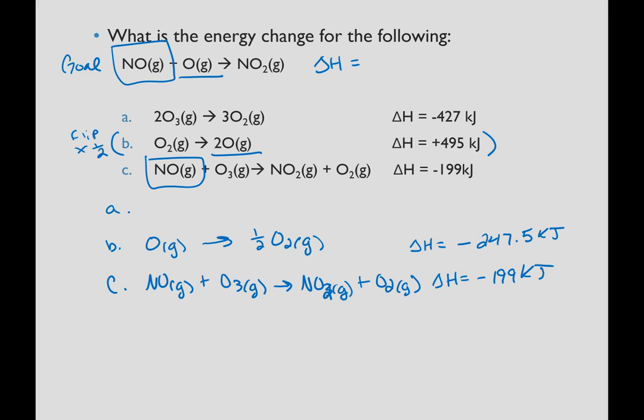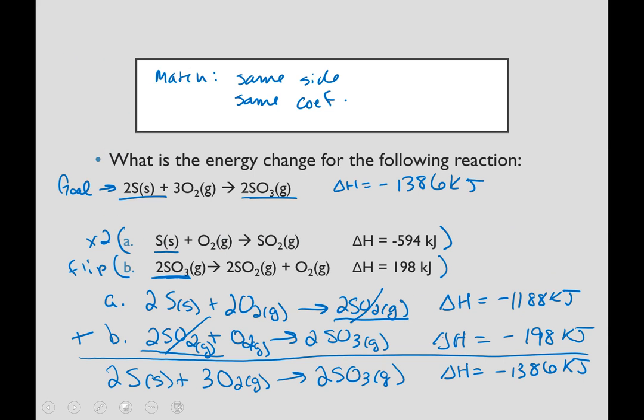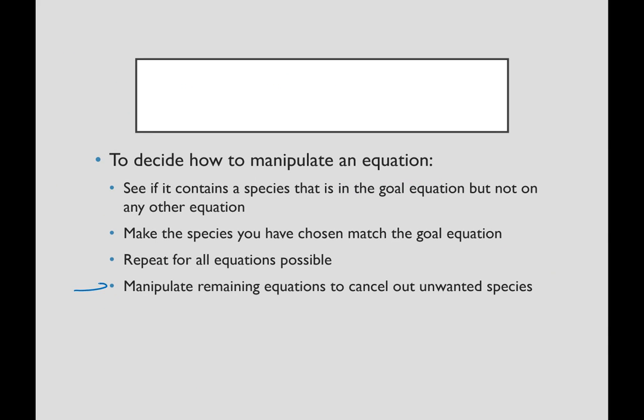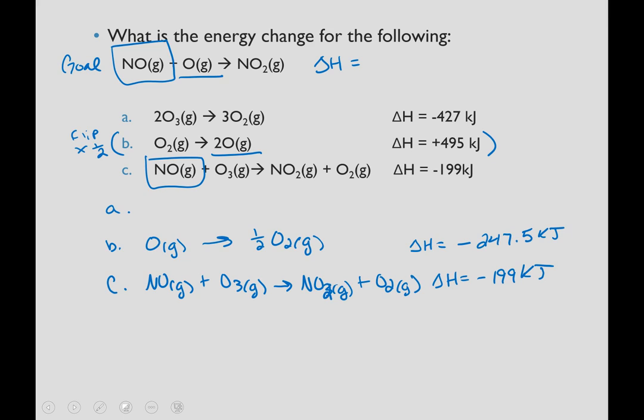All right, that brings us back to A. So I don't have O2 or O3 in my goal equation. And so the steps that I had done before, the last step said manipulate remaining equations to cancel out unwanted species. So that's what I have to do now. I have to manipulate A to cancel out the O2 and the O3. And again, what you pick here is going to determine how easy this is. If I pick O2, I got O2 here and here. And so I'd have to figure out what to do to equation A to cancel both of those O2s. If I pick O3, however, I only have O3 right there. And so that's a little bit easier.